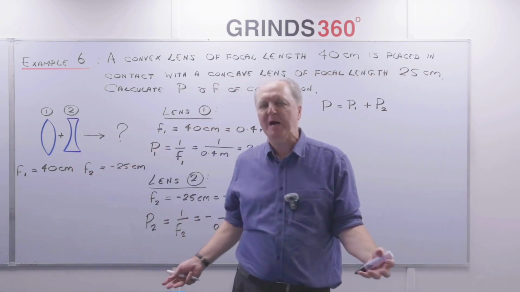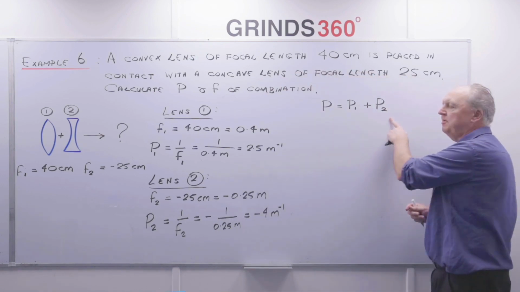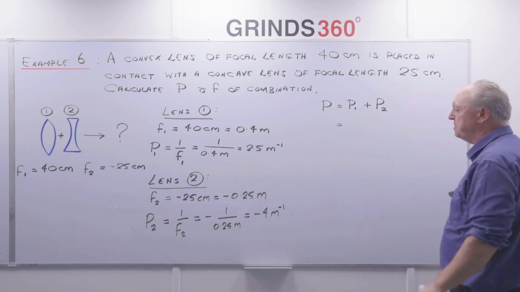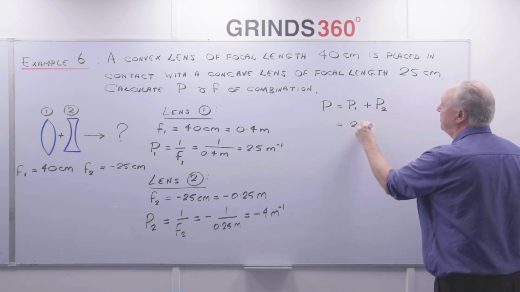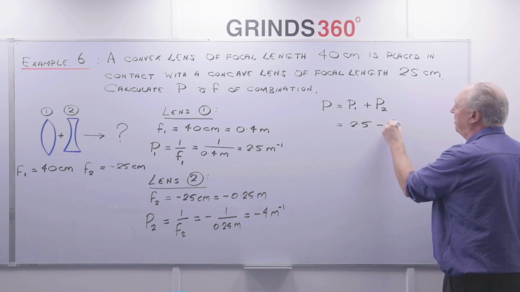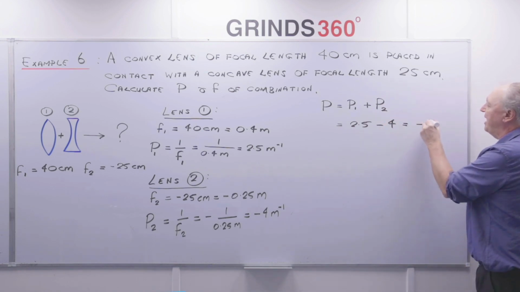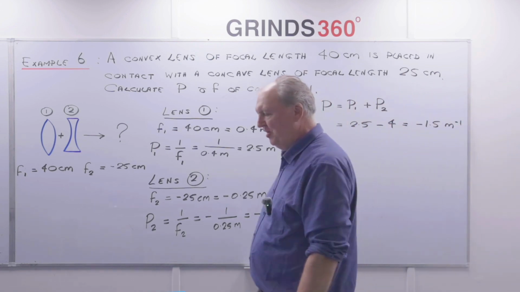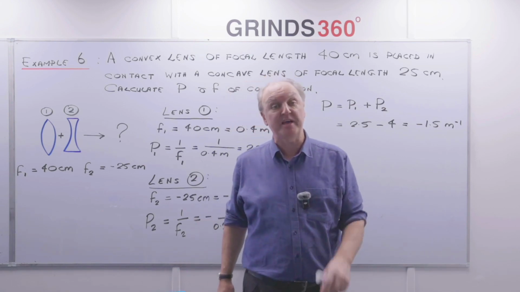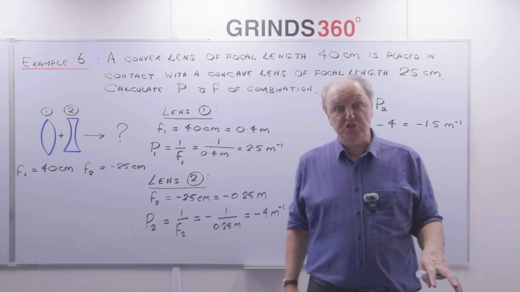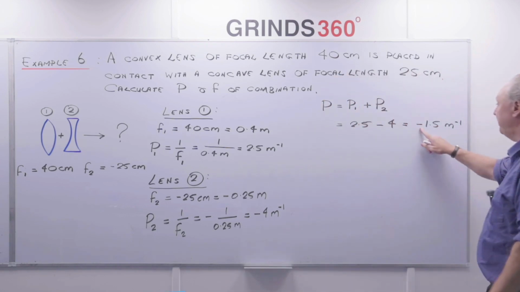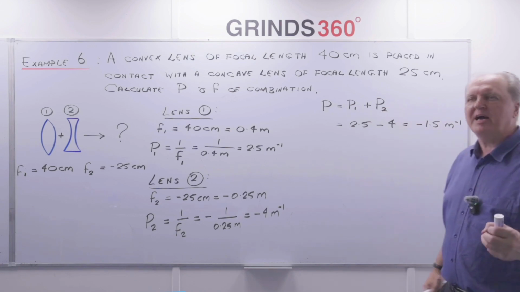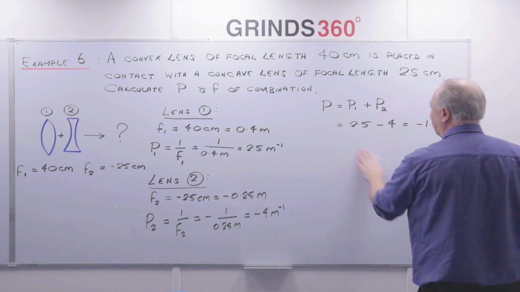Now to work out the overall power of the combination, I'm now going to use my formula by adding the powers together. So P is P1 plus P2. P1 is 2.5 and P2 is minus 4. So that will give me minus 1.5 per meter. So the question they're asking at the very end is, does it behave as a converging or diverging lens? Well, the answer will be it behaves as a diverging lens or a concave lens because power is negative. Let me work out the focal length of that combined lens.